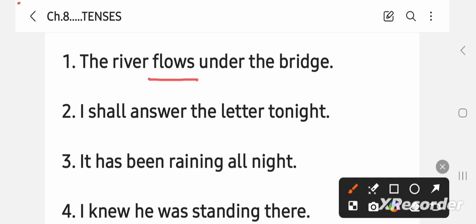The next one, I shall answer the letter tonight. The verb is shall answer and the tense is simple future. Simple future tense.